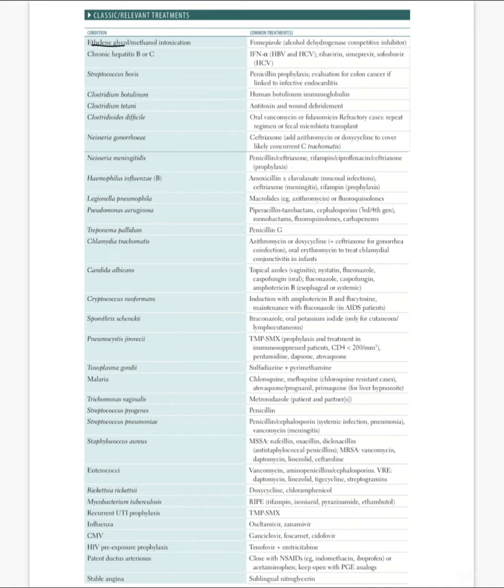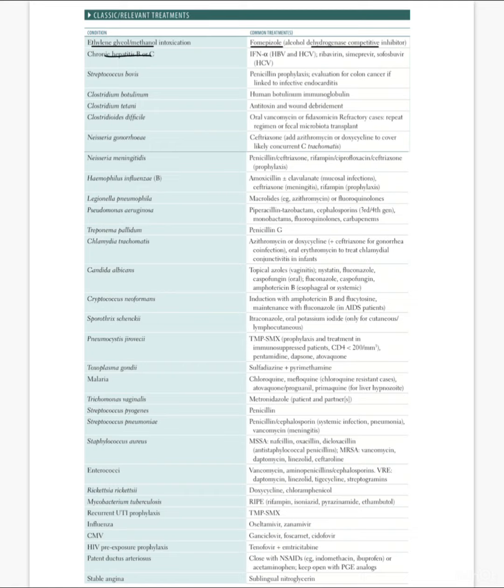If someone talks about ethylene glycol or methanol intoxication, so basically alcohol intoxication, you give fomepizole, that is an alcohol dehydrogenase competitive inhibitor. We know alcohol gets converted by alcohol dehydrogenase, then aldehyde dehydrogenase, so we are inhibiting the enzyme.